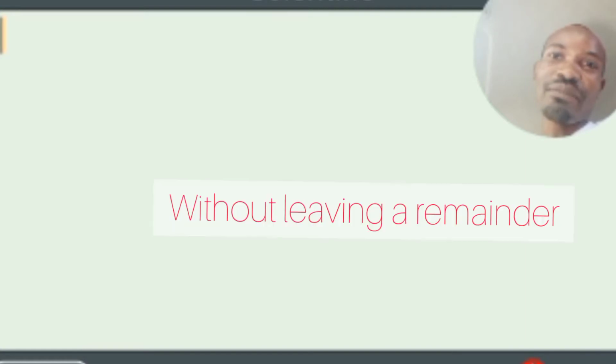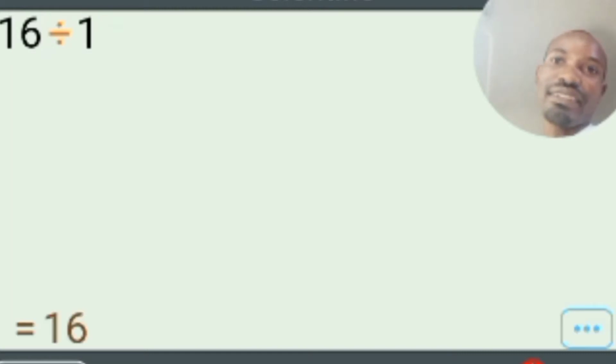Alright, I'm pretty sure that everybody knows what a factor is. A factor is any number that divides exactly into another number without a remainder. Okay, let's find all the factors of 16. Let's begin with 1. Let's see if 1 can divide exactly into 16 without a remainder. 16 divided by 1, answer is 16. No decimal. So 1 is a factor of 16.